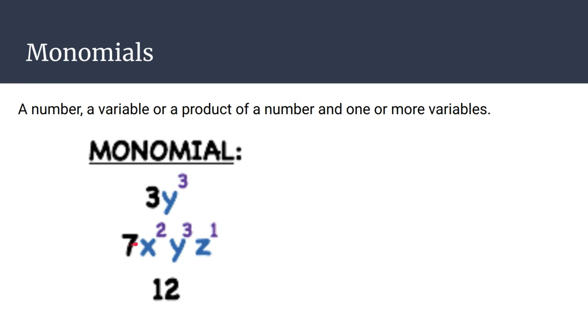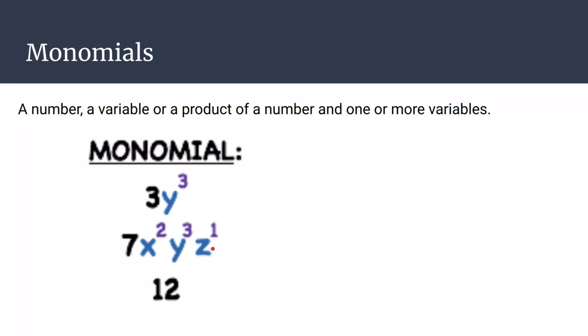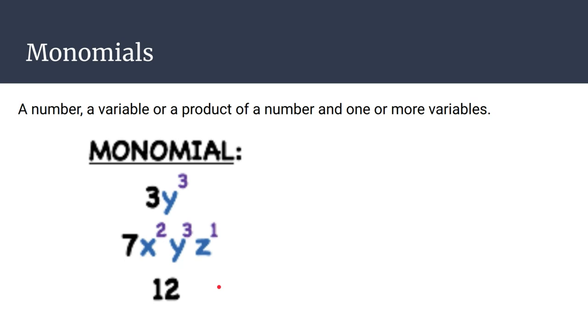So notice that the 7, the x, the y, and the z, they're all being multiplied by each other. There is no multiplication symbol showing that, but the fact that they're all together in a row shows that they are. And then my last example of a monomial would just be any number. So 12, 100, 1000, any number whatsoever. So I'd like you to write these 3 examples down.